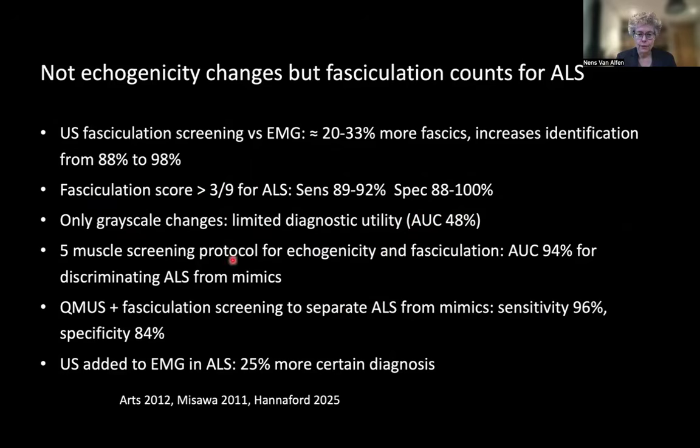There's a simple 5 muscle screening protocol to do this, which makes use of the different body regions. You can already discriminate ALS from relevant mimics like radiculopathy or IBM with very high certainty, 94% accuracy. And I think the real value here is not to use one or the other tool, but to have them both, because if people come to you with the question, doctor, do I have ALS? They want you to be as sure as you possibly can. That is what the ultrasound gives you. If you add it to EMG or vice versa, 25% more patients will have a more certain diagnosis. That's where the real value lies.